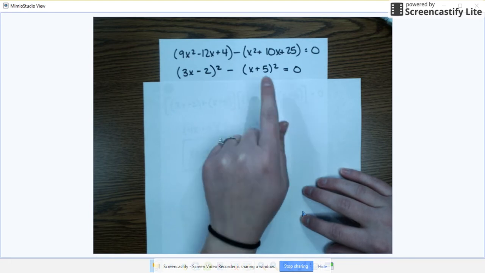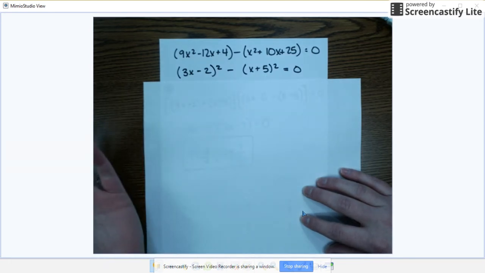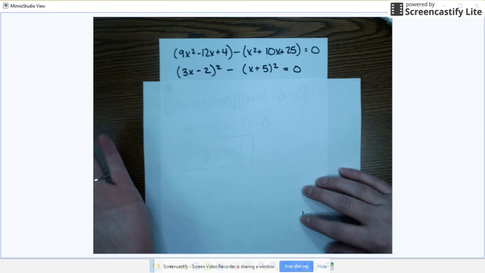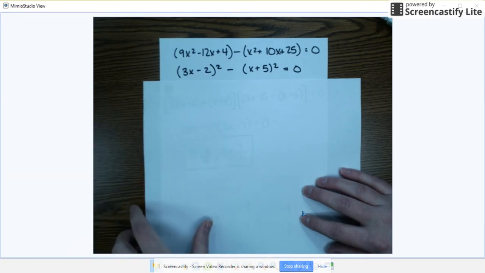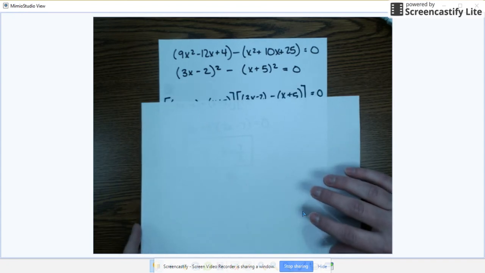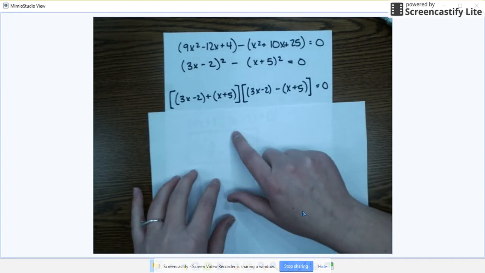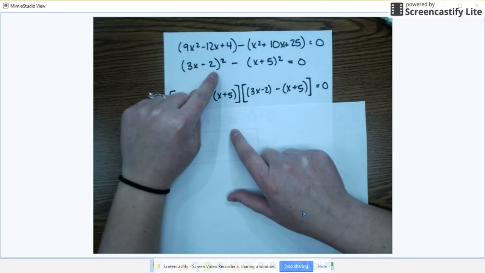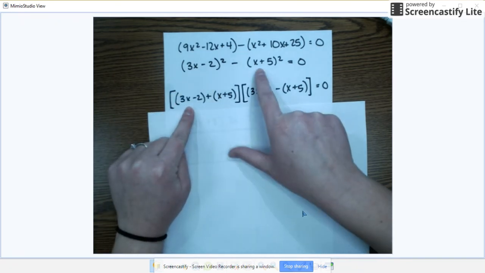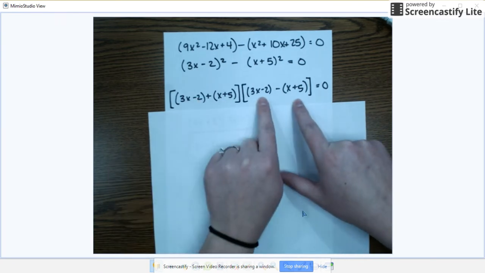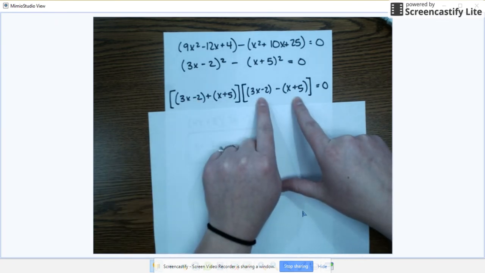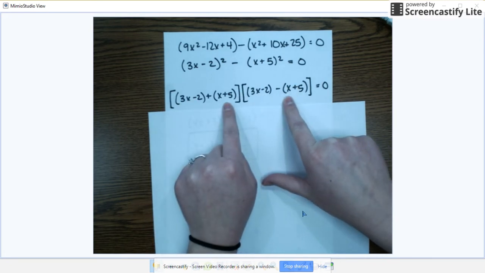So in the very first part of the video, we had a squared minus b squared factors to be (a plus b)(a minus b). So we're going to take and factor this into that. So remember, 3x minus 2 is a. So we have a plus our b, which is x plus 5. So a plus b, and then our second set of parentheses, they happen to be brackets in this problem, is a minus b. Inside each of these brackets, we can do some simplification.